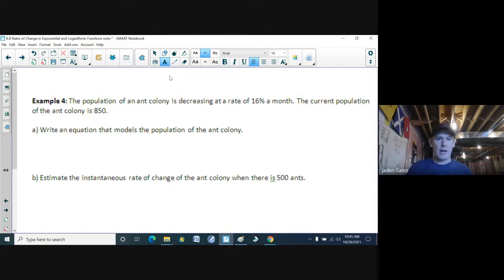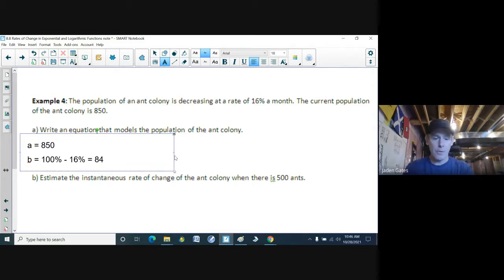All right. So again, looking at coming up with an equation, we need 2 values. We need our little a here, which is our starting amount. And it already tells us flat out that we start off with 850 ants. Now to find our multiplying factor. Now you start off with all the ants, unfortunately. You get 100% of them. But where they're decreasing, thank goodness, I'm going to do a subtraction here. And they're decreasing at a rate of 16% per month. And so if I take 100% and I subtract 16%, I get 84%.